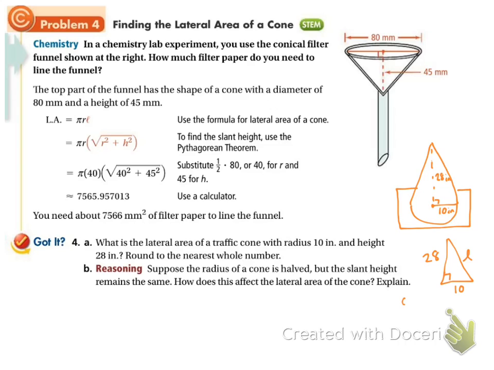So 10 squared plus 28 squared equals L squared. Remember, the slant height is your hypotenuse. That goes in for C, and A squared plus B squared equals C squared. This is 100 plus 28 squared, which is 784. So we get 884 is equal to L squared. The square root of 884 is, let's call it, 29.7.